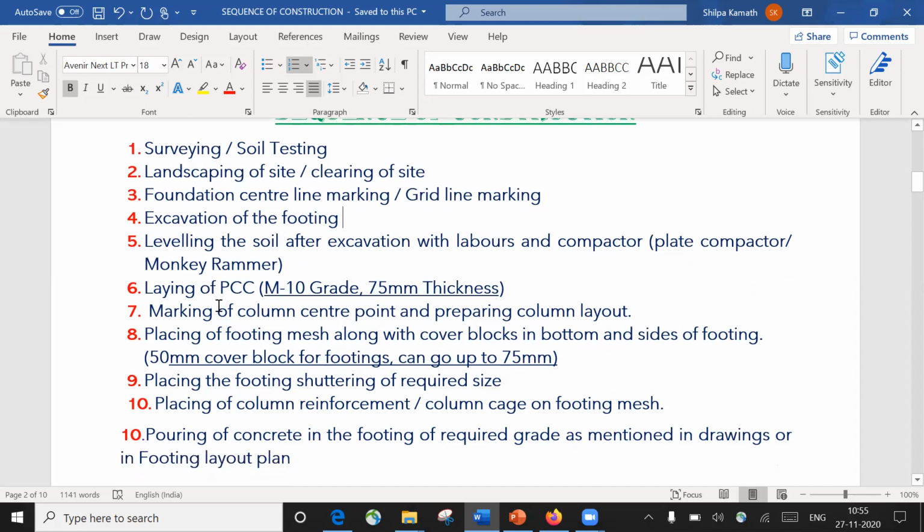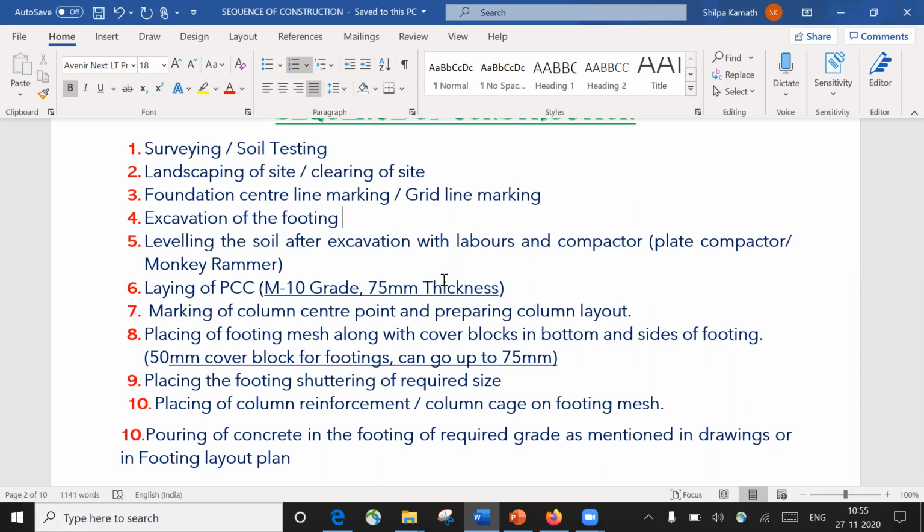Once that is done, the next is the laying of PCC. PCC stands for plain cement concrete. In this, we are not going to use any rebar or reinforcement bar. It's just a concrete that we are going to pour, but it has a grade. Usually we go for M7.5 or M10 grade of the PCC. If it is M7.5, then the ratio is 1:4:8, and if it is M10 grade, then it is 1:3:6. Usually the thickness of the PCC is 75 to 100, but again it depends. Sometimes you can go up to 150 also, but usual practice is 75 or 100 thickness for the PCC.